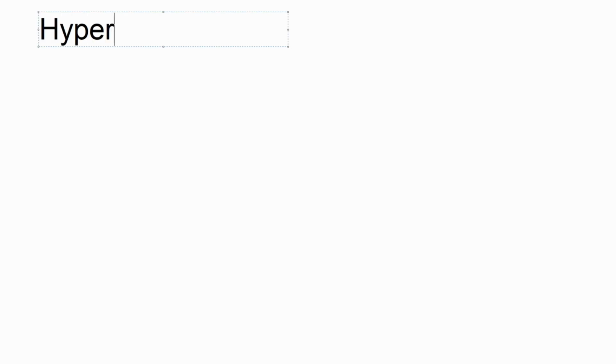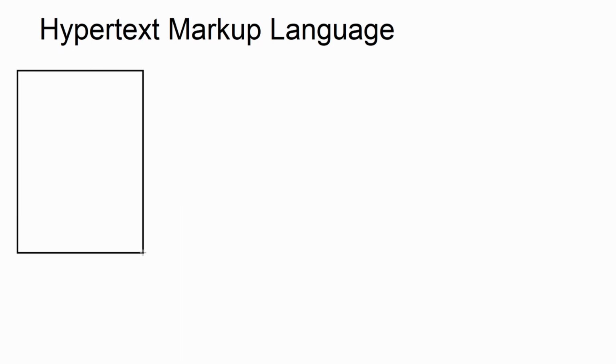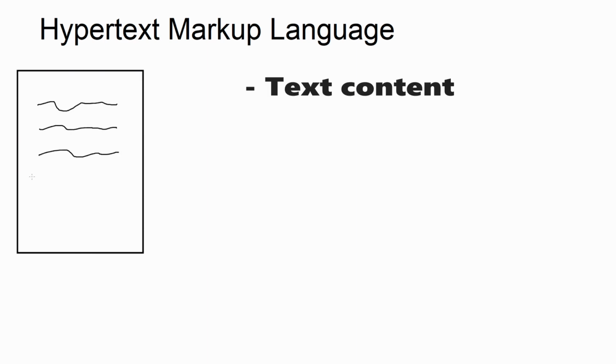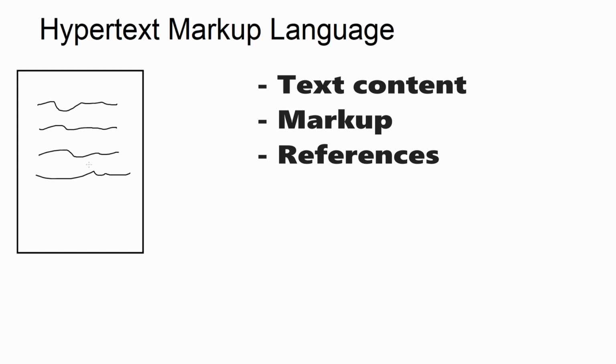So HTML stands for Hypertext Markup Language and is the standard markup language for documents designed to be displayed in a web browser. HTML elements are the building blocks of every single web page you see online today, and it's also made up of text content, which is the visualization of what you see on a web page. HTML is also made up of markup, which is what that content looks like or how it's arranged. It's also made up of references to other documents like images and videos.